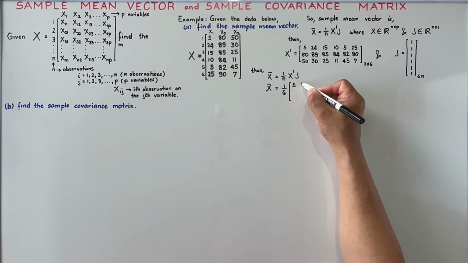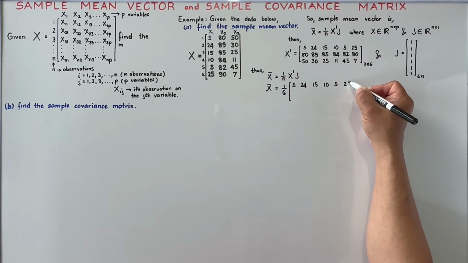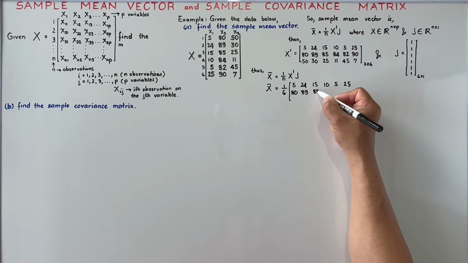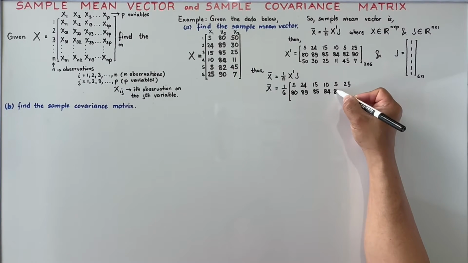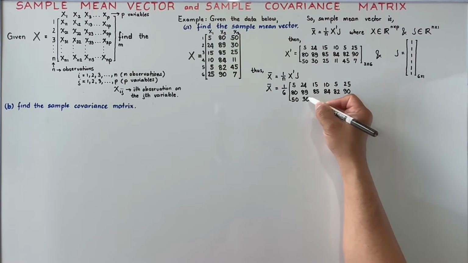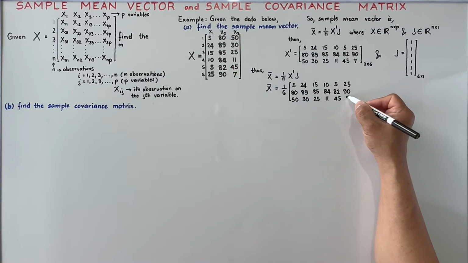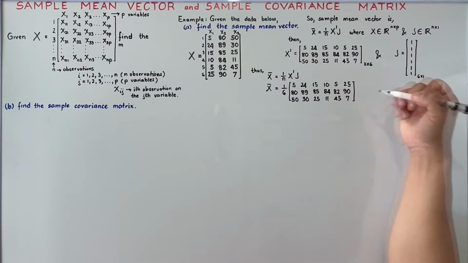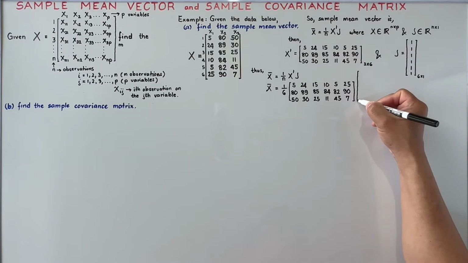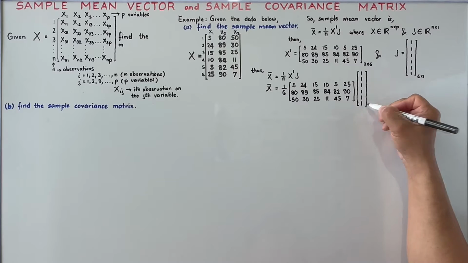So we just copy this one here: 5, 24, 15, 10, 5, 25. And then we have the second row: 80, 89, 85, 84, 82, and 90. And the last row is 50, 30, 25, 11, 45, and 7. So this is our X transpose, but this is multiplied by the matrix J. So we write here the matrix J with 6 ones here.